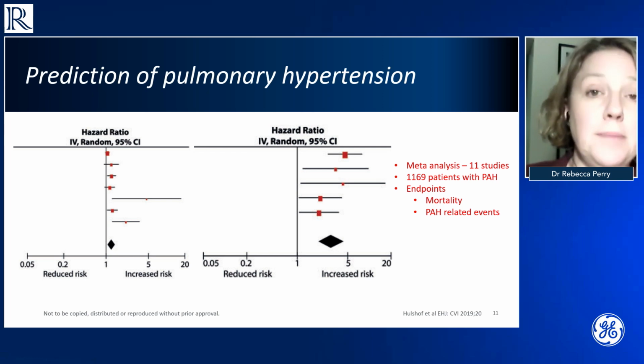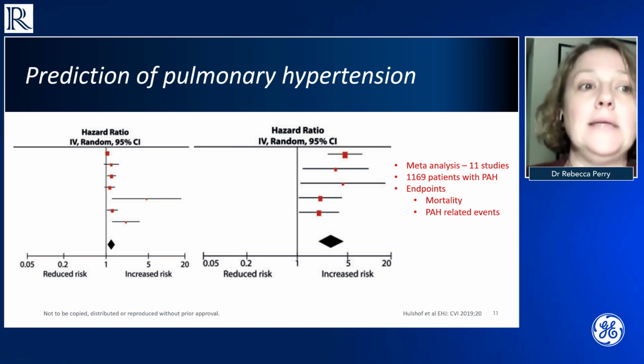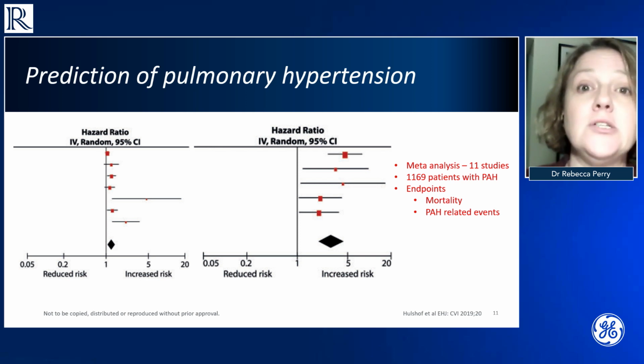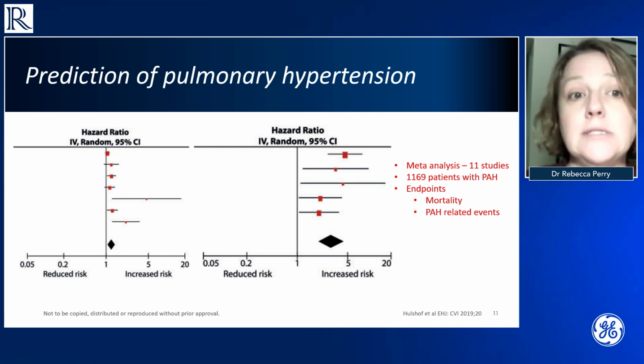Still with pulmonary hypertension now, but with a meta-analysis on patients with established pulmonary hypertension and the prognostic ability of right ventricular strain in this group. This meta-analysis used 11 studies with over 1,000 patients with pulmonary hypertension in it. The studies used right ventricular free wall longitudinal strain or right ventricular global longitudinal strain as a predictor of mortality or pulmonary hypertension related results.